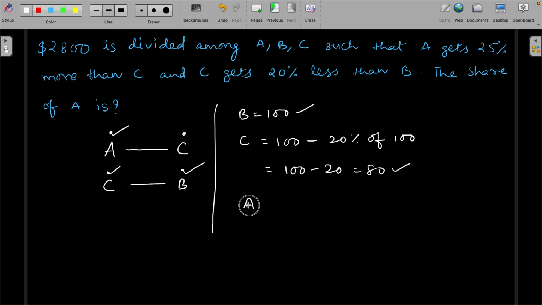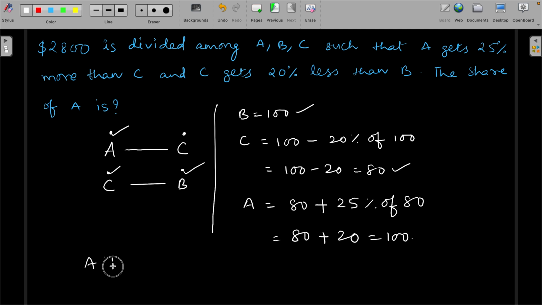What is value of A? They have given that A gets 25% more than C. So 80 plus 25% of 80, which is 80 plus 20, which is 100. Now what is A is to B is to C? 100 is to 100 is to 80.